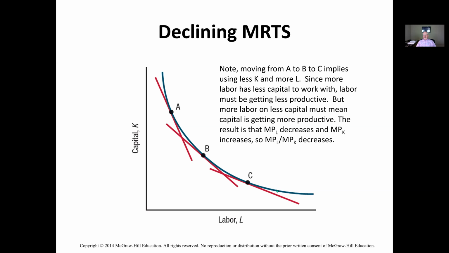But more labor on our capital implies that the marginal product of capital is increasing. So the numerator in this expression is decreasing, the marginal product of capital in the denominator is increasing. So if the numerator is decreasing and the denominator is increasing, the ratio is decreasing.